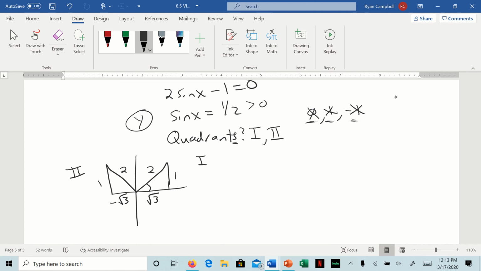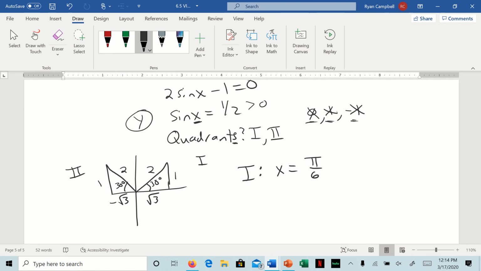What's the reference angle for a 1, square root of 3, 2? If it's across from the 1, we have 30 degrees. So for the first quadrant, what is 30 degrees in radians? That's going to be pi over 6. All right? So what equals pi over 6? X. X equals pi over 6.